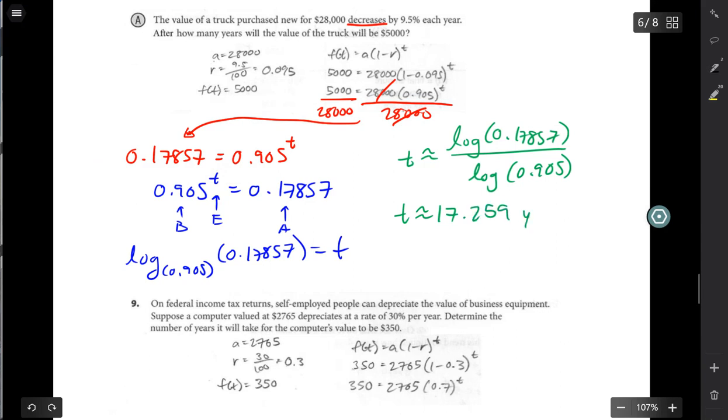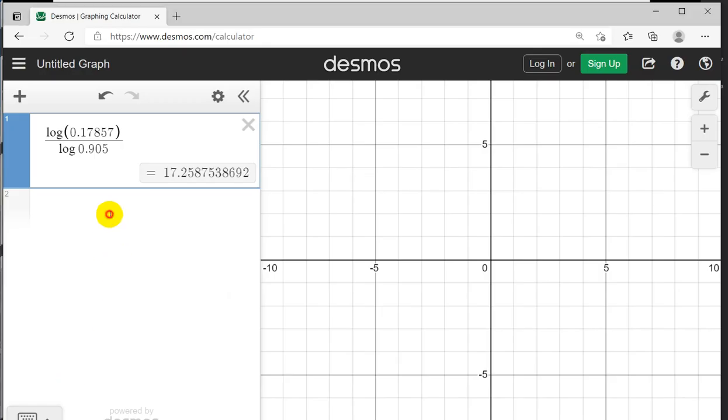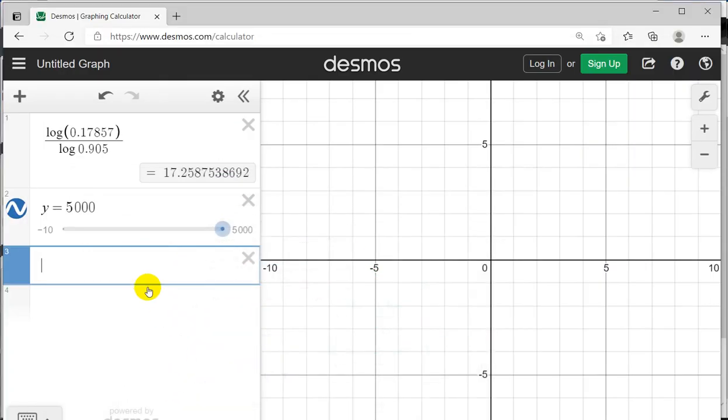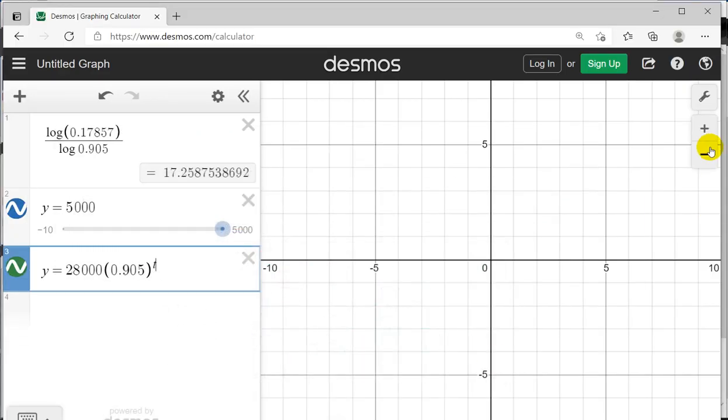T is approximately 17.259. In this case, this is going to be years. So if we round it to the nearest thousandth. Another way that you could do it, you could also check your work with how we did this previously. So graph the left-hand side, graph the right-hand side, right? So we have y equals 5,000, and then the left-hand side is 28,000 times 0.905, and we're raising that to the power of t.